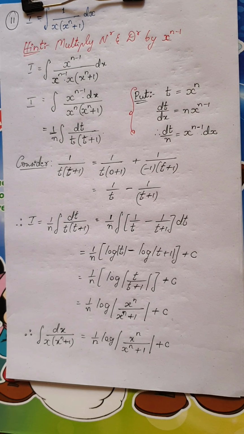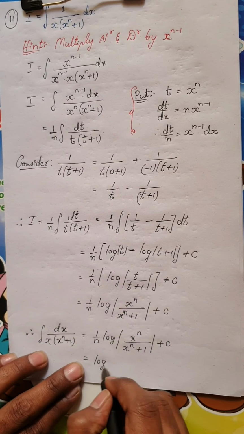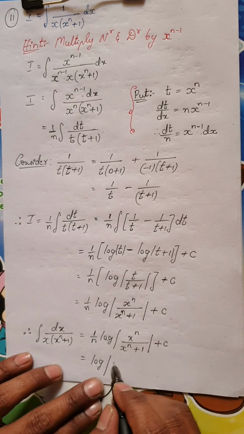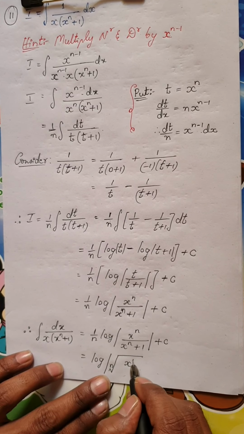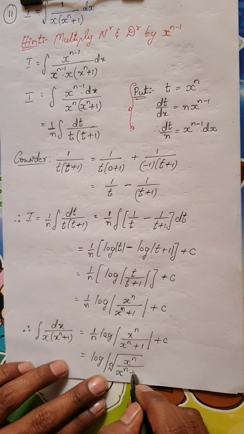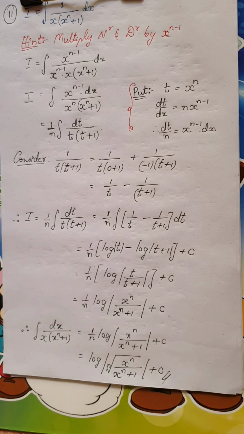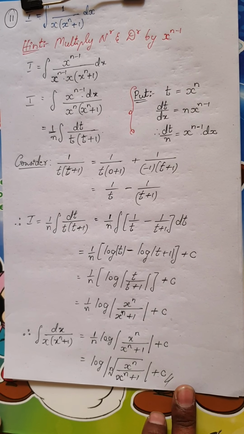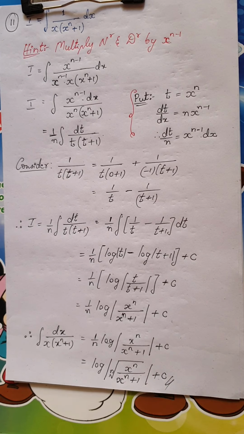Okay, for the CET purpose you can further simplify this and write it as log of mod. Remember, this 1 by n can be taken as whole power n, or it is nothing but the nth root of x power n divided by x power n plus 1 plus c, which is the constant of integration, and this is the final result for the above given integral. Okay, is it fine? Right.